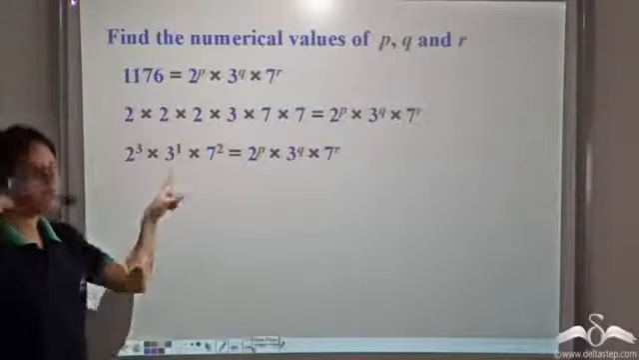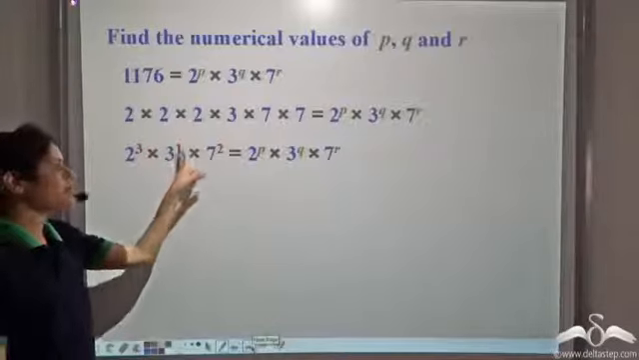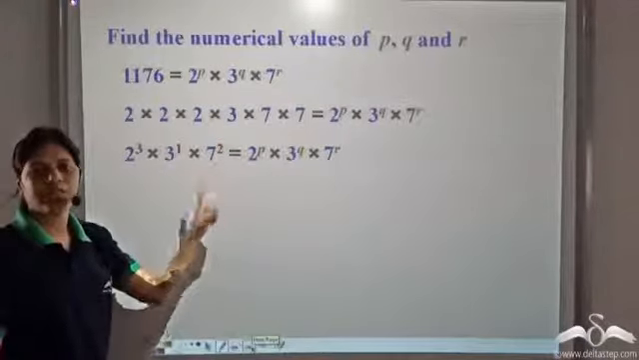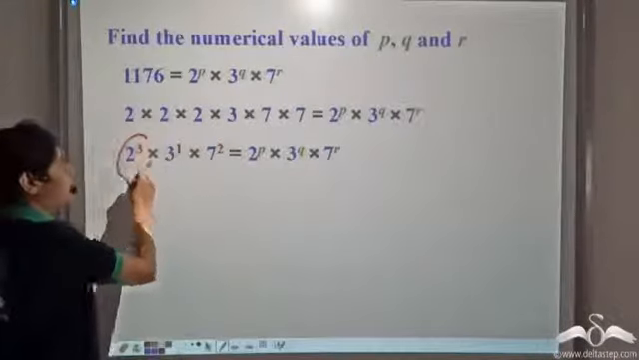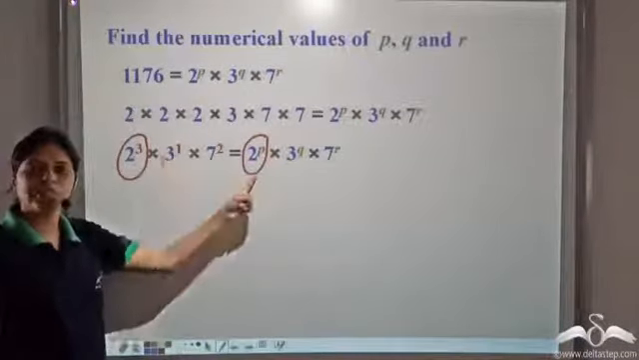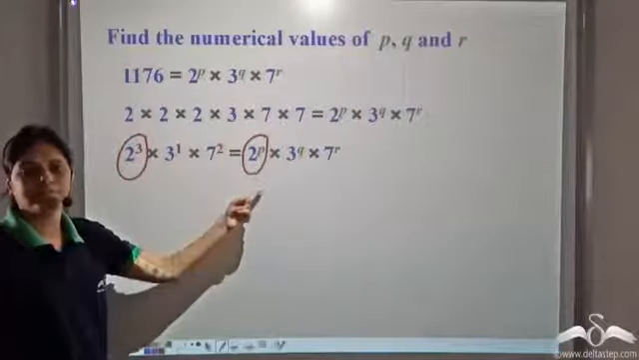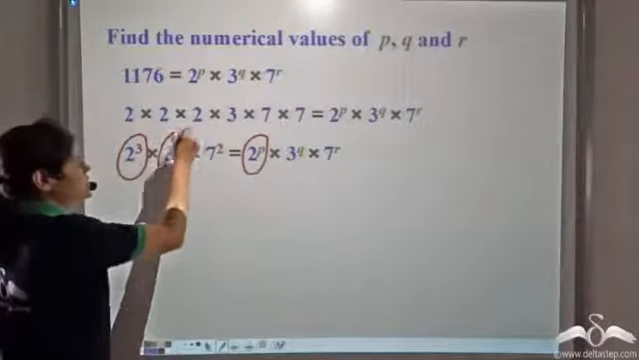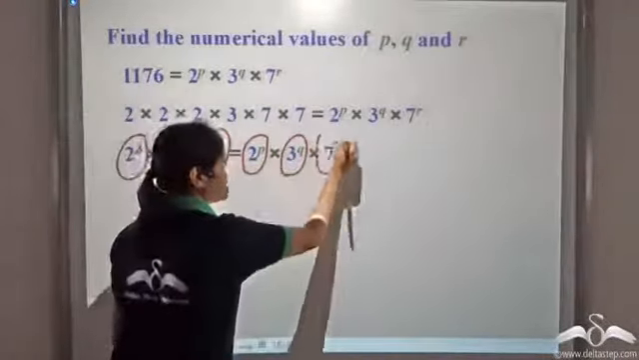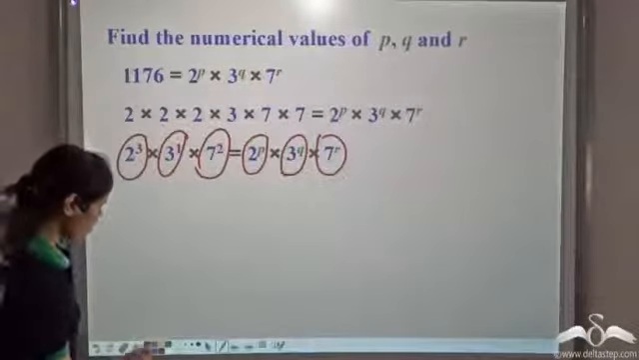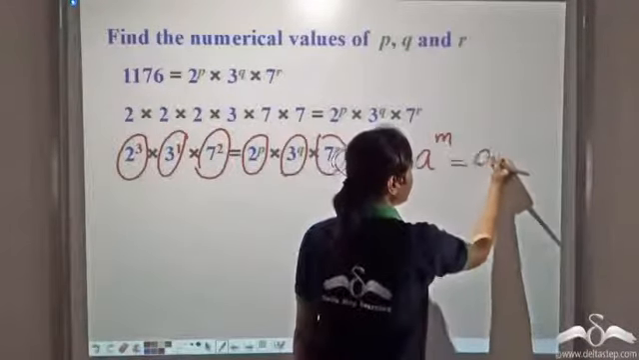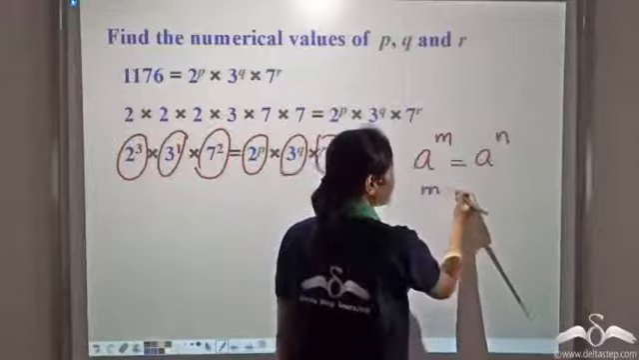So this is what we have. 2 to the power 3 into 3 to the power 1 into 7 to the power 2 is equal to this. Now we can compare this to this because the base is same in both the cases and these are being multiplied. We can compare this with this and this with this. So we know that when a to the power m is equal to a to the power n, then m is equal to n.